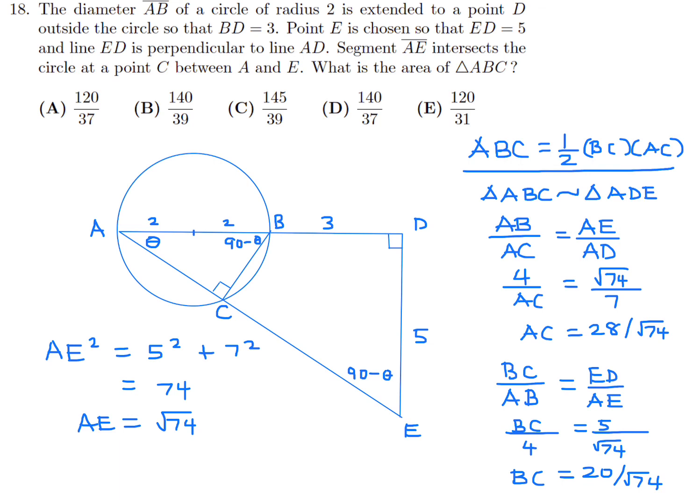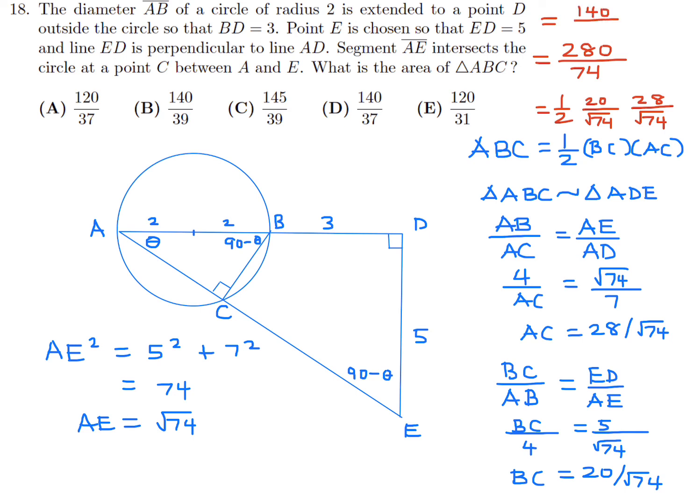We'll go back to this formula and figure out the area, which is 1/2 base times height. BC is 20 over root 74 and AC is 28 over root 74. So 20 divided by 2 is 10, 10 times 28 is 280, and the root 74s become 74. In lowest terms, that's 140 over 37. Number 18, therefore, is D.